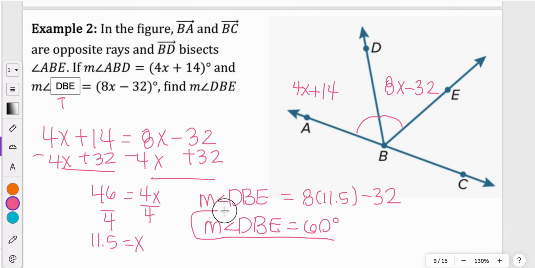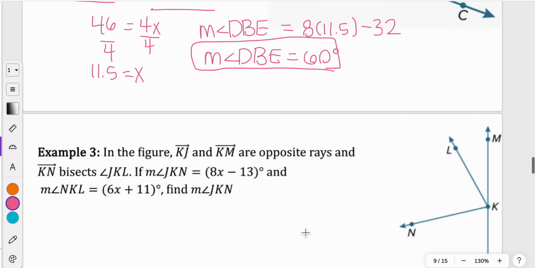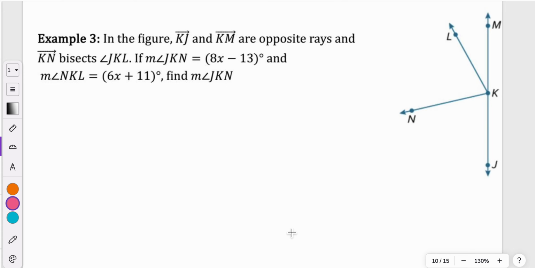Okay, looks good. Let's go on to example 3 on the next page. Just a few more examples and then we'll finish up here. So in the figure again, ray KJ and KM are opposite rays. KN is bisecting JKL, so JKL, that means this and this are congruent. So if JKN is 8x minus 13 and NKL is 6x plus 11, find JKN.